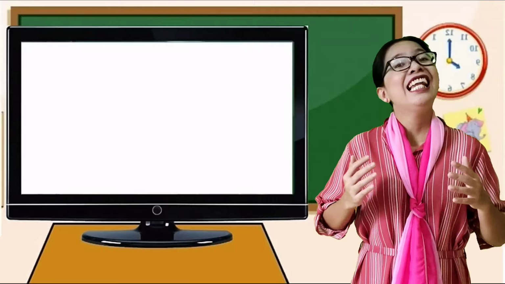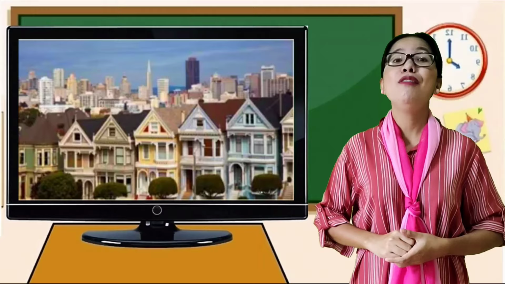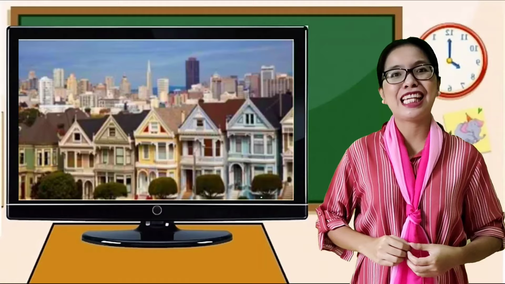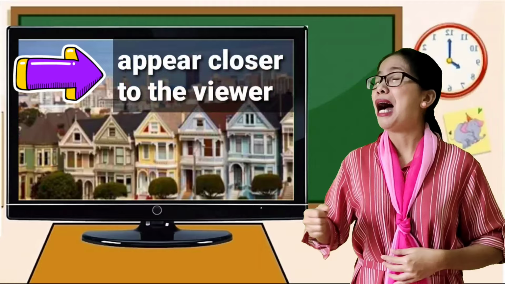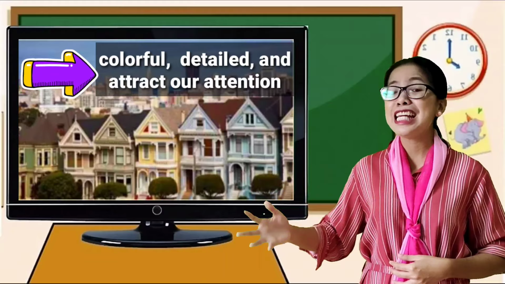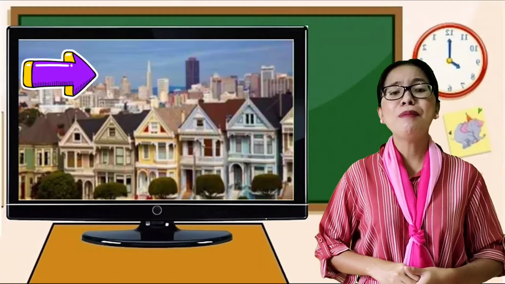Let us have another picture. Here is a picture of San Francisco. In this image, the houses are foregrounded against the background of the city. They are foregrounded because they are, first, larger; second, appear closer to the viewer; third, colorful, detailed, and attract our attention; and form a pattern by repetition.